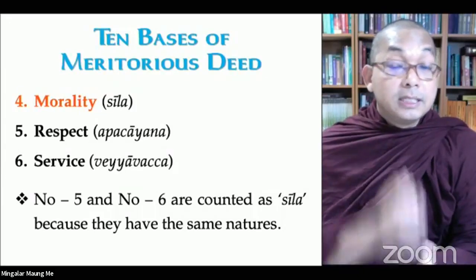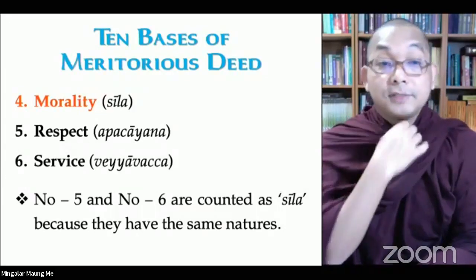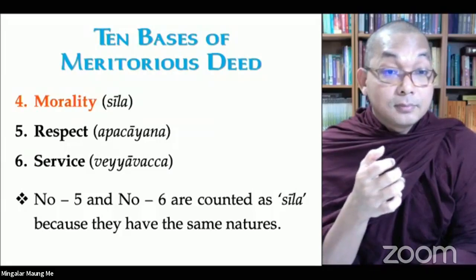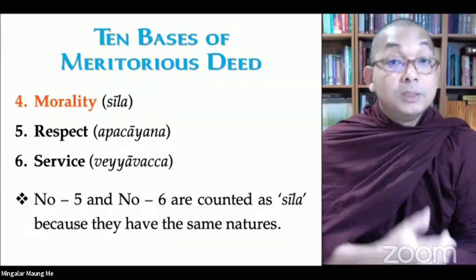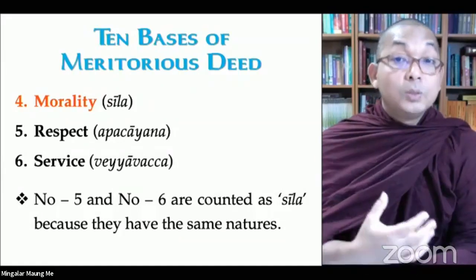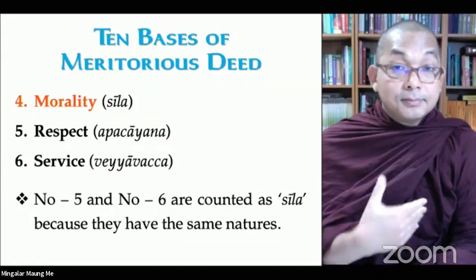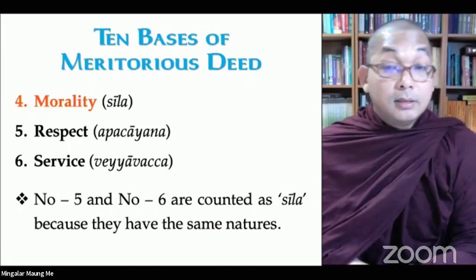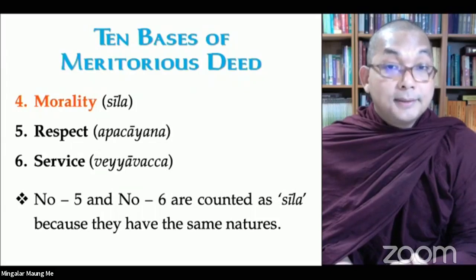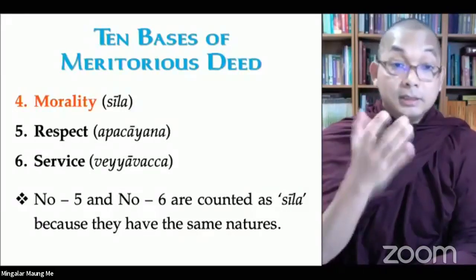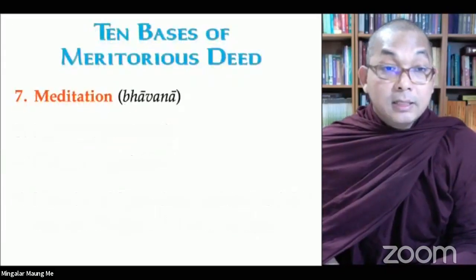So we cannot say, for that reason, sometimes we give our time. It's considered as a dana, right? We give our time. And we practice patience. Practicing patience is not sila, it's bhavana. It's hard to categorize all of these, but this is a commentary explanation. Then meditation, bhavana.